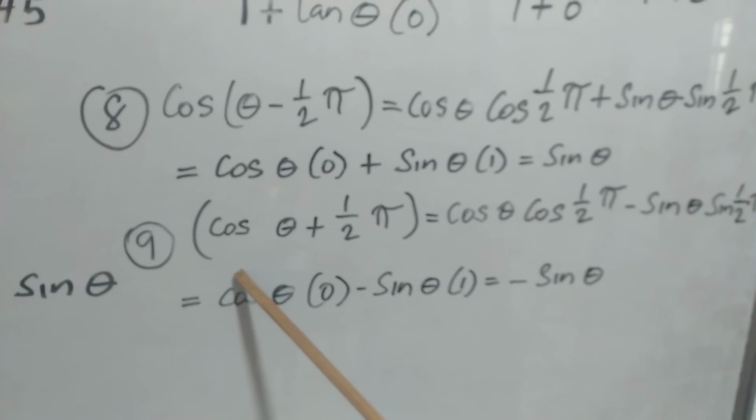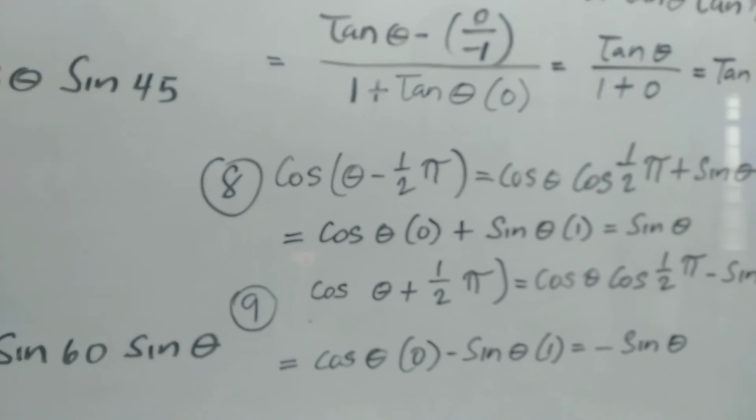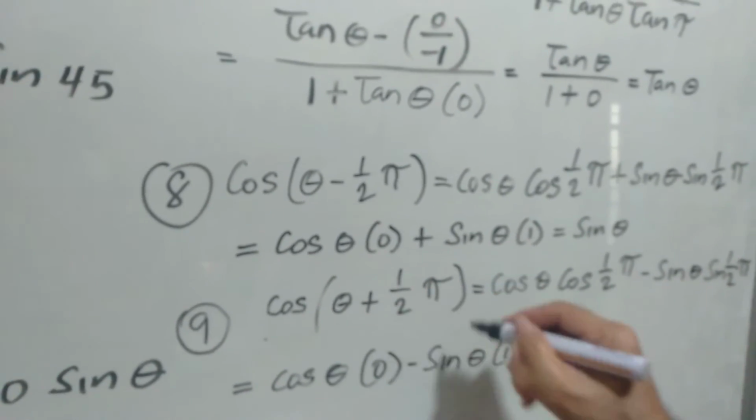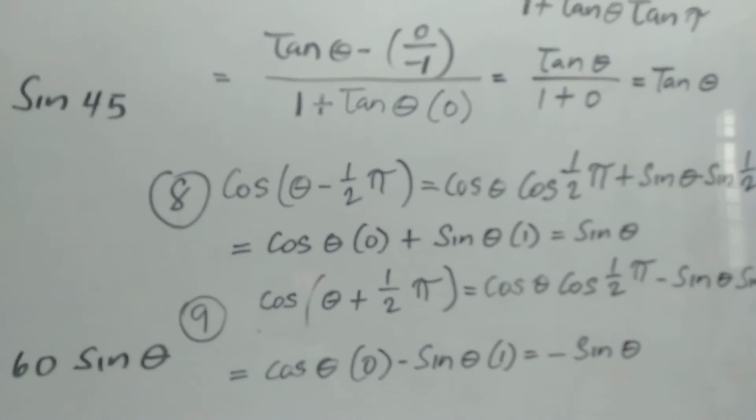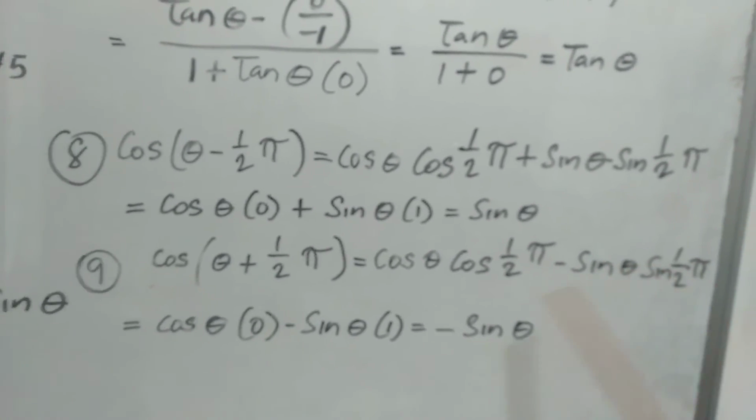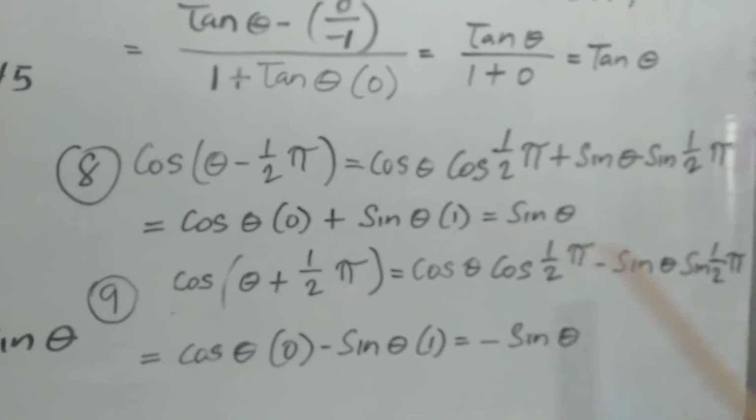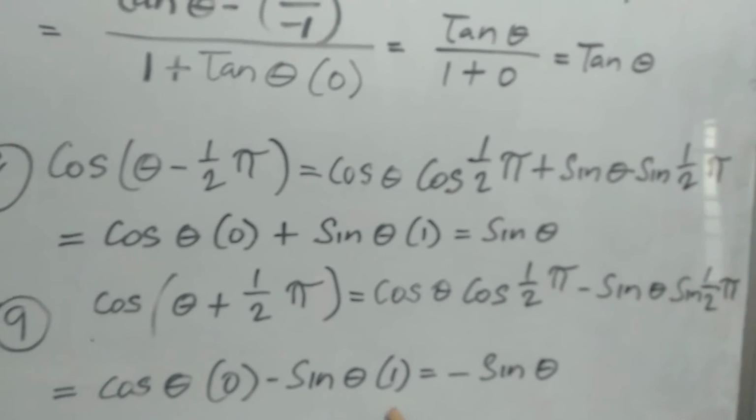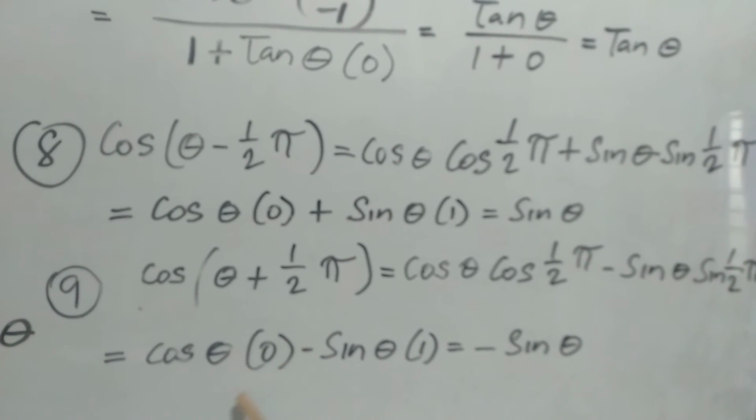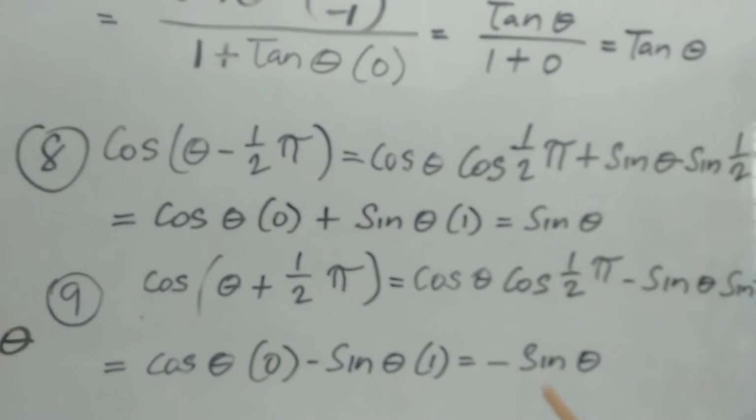Now, cosine of theta plus pi over 2 is equal to cosine theta, cosine pi over 2, cosine 90, minus sine theta, sine pi over 2. So cosine theta, cosine 90 is equal to 0, minus sine theta times sine 90, which is equal to 1. Sine pi over 2 is equal to 90. So cosine theta times 0 cancels out. Minus sine theta times 1, our final answer is negative sine theta.